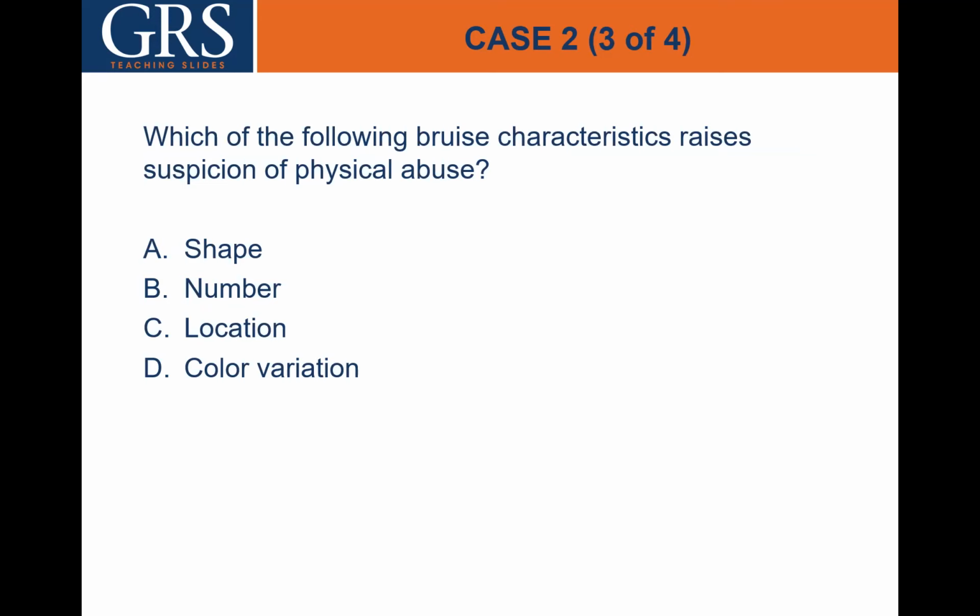Okay, what's the answer? The answer is C. I remember I mentioned location, location, location. Location is the most important factor that helps us identify whether an injury is caused by physical abuse or an accident. So the location of the bruise is definitely the first sign to let us know that the patient is suffering from physical abuse.